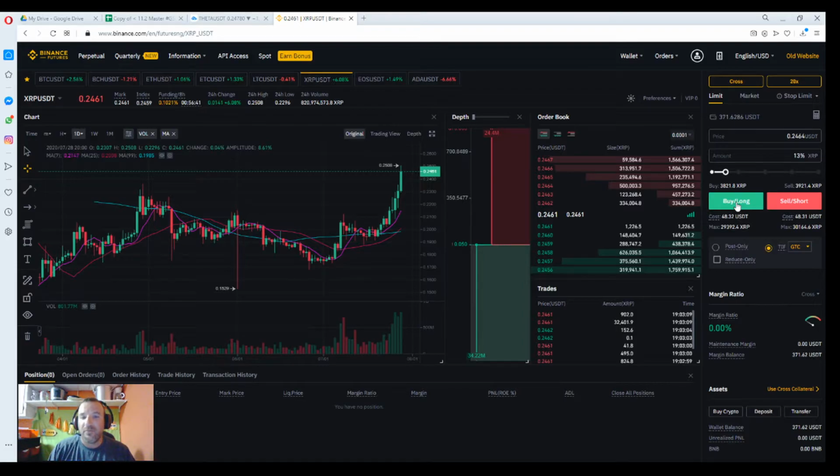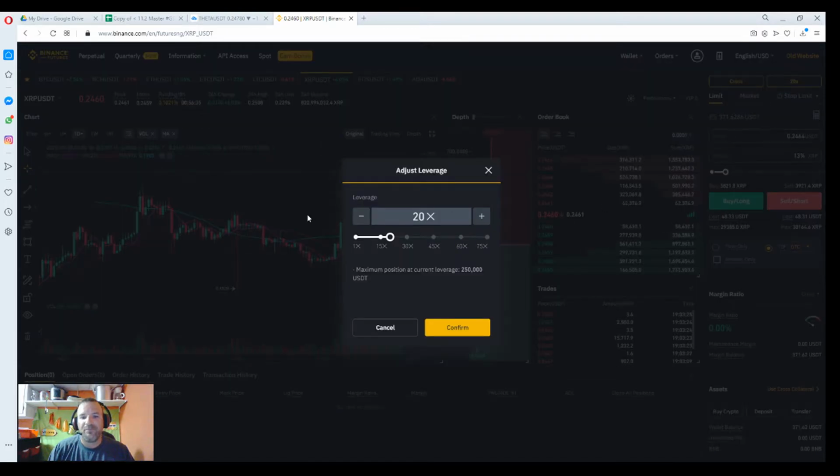Now, the most important part, the leverage. Up here it says 20x. Okay? This is the amount that I'm borrowing from Binance. Okay? I'm only putting up 1x.